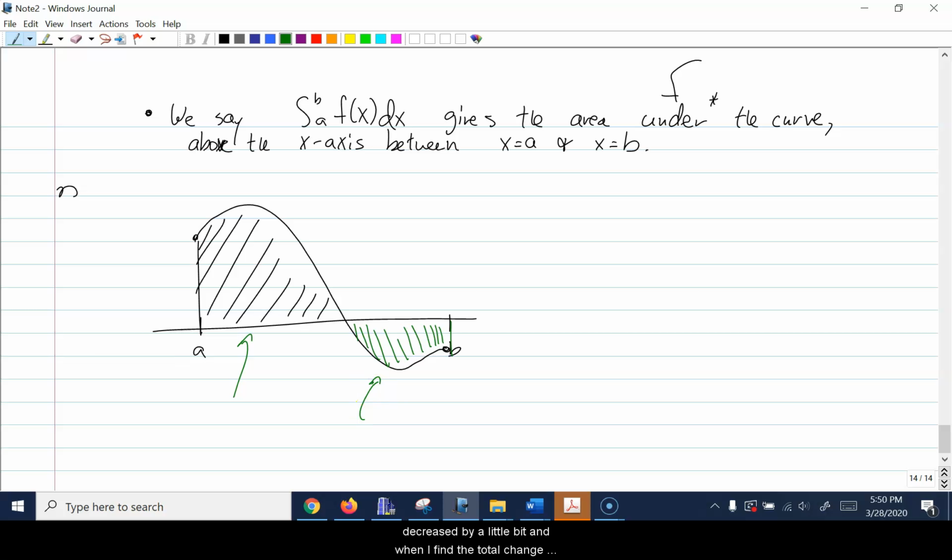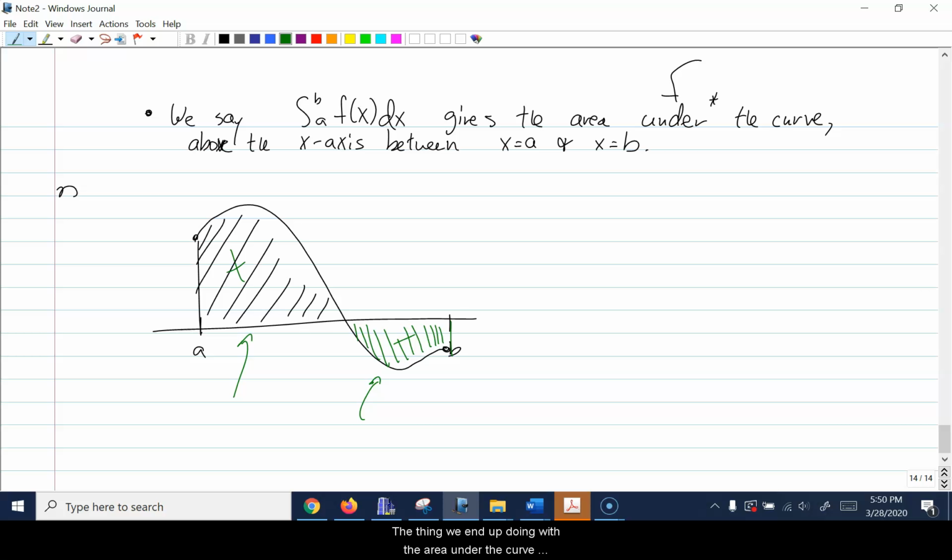And when I find the total change, it's going to be the net change. It increased by this much, but then decreased by this much. This will be a positive change in the function value. This will be a negative change in the function value because it was decreasing. So you increased by some smaller amount than that big amount.